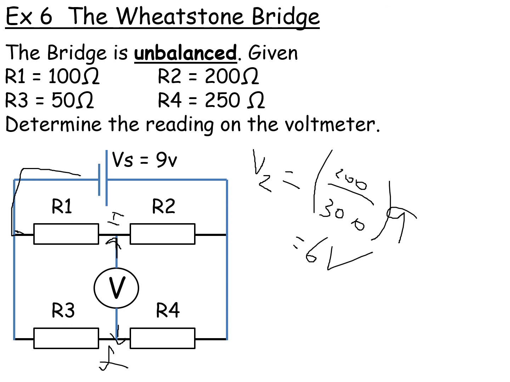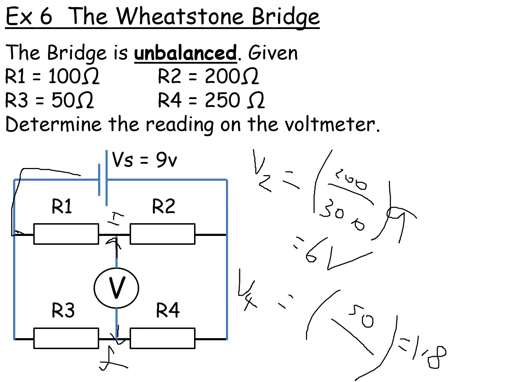Okay, let's check to see if that's correct. Well, if we look at it, R1 and R2, R2 is bigger than R1, so it should definitely have the bigger voltage across it. V4 now is equal to 50 over 250 times 9. So I'm just going to do that just now so that you can see what my writing is going to be. So that's going to give me 1.8 volts.